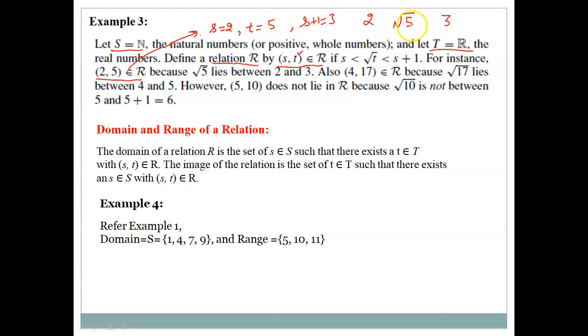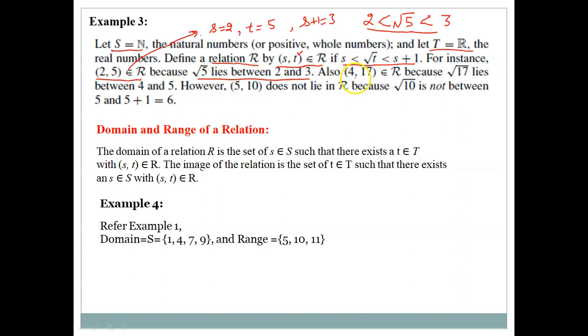If I take the square root of 5, definitely it will be less than 3, because the square root of what equals 3? The square root of 9 equals 3, and this is less than root 9. So that means this is less than and greater than this. That means this pair (2, 5) is satisfying this condition. Therefore you can say this pair (2, 5) belongs to R because root 5 lies between 2 and 3.